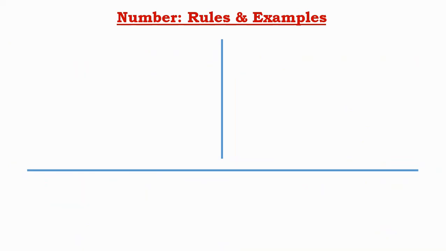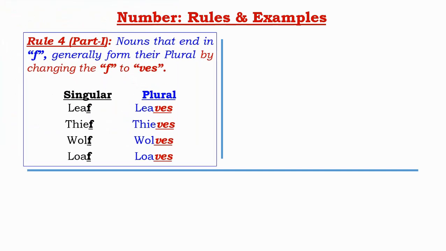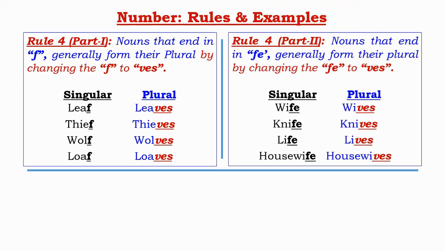Rule number 4, part 1. Nouns that end in f generally form their plural by changing the f to ves, such as leaf becomes leaves, thief becomes thieves. And rule number 4, part 2 says that nouns that end in fe generally form their plural by changing the fe to ves.